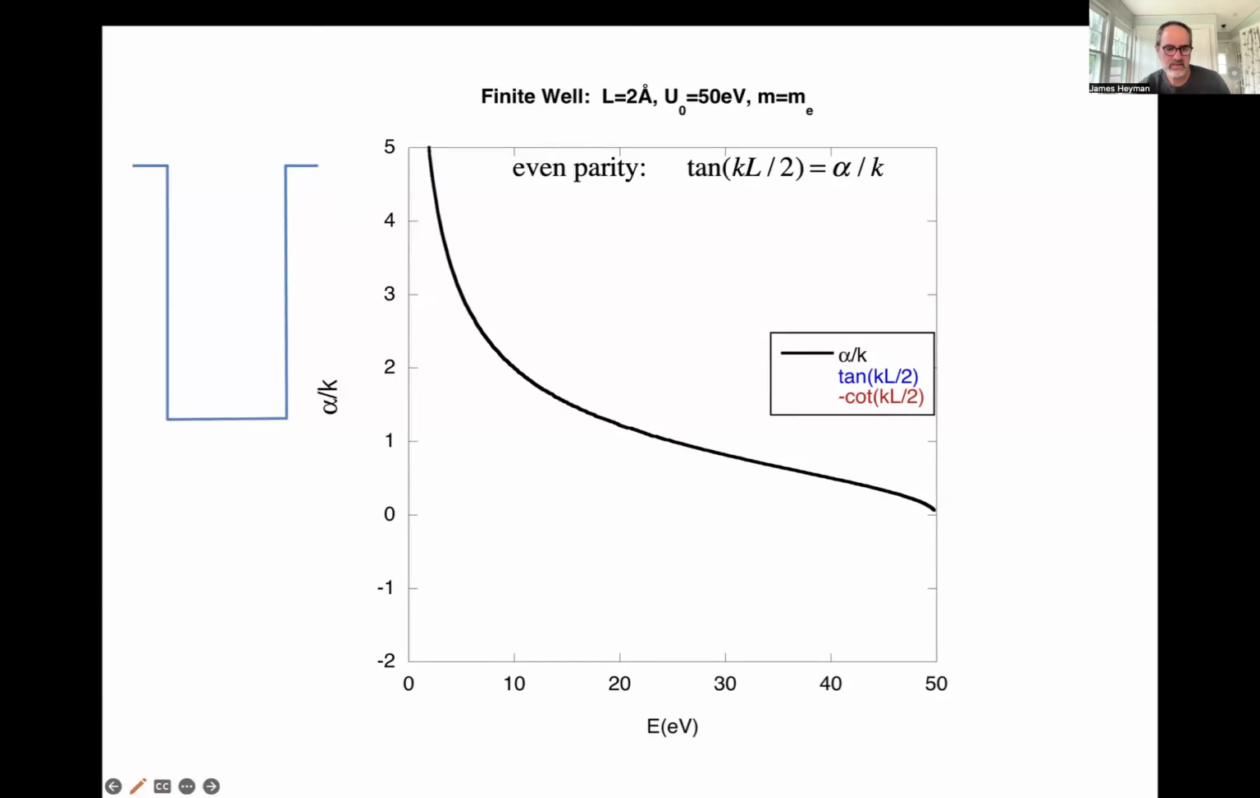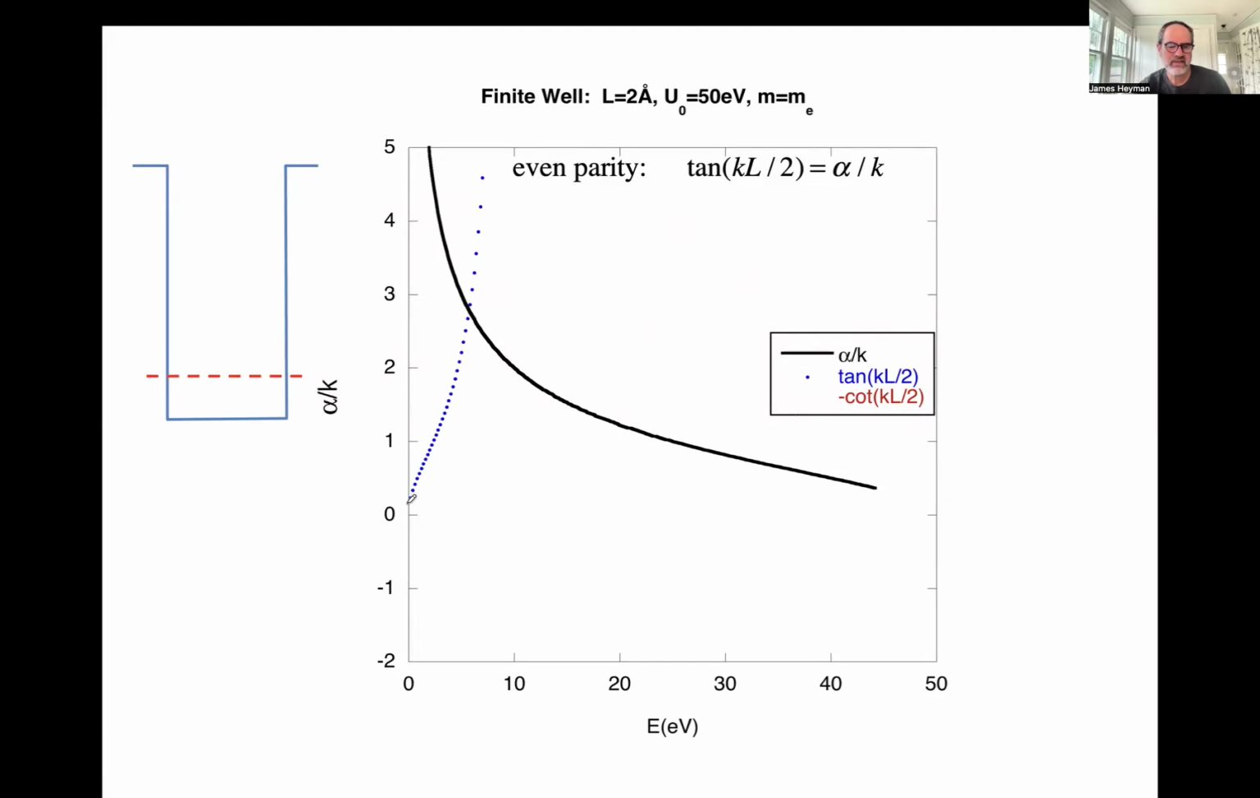So here, what we've done is to select specific values for L, U naught, and m, and then use those values to calculate alpha over k as a function of energy. And then we've plotted that. That's what's plotted in this solid line. That was the right-hand side of our equation. Then on top of that, we're going to plot tangent of kL over 2 as a function of energy. There we are. And now we'll look for specific solutions.